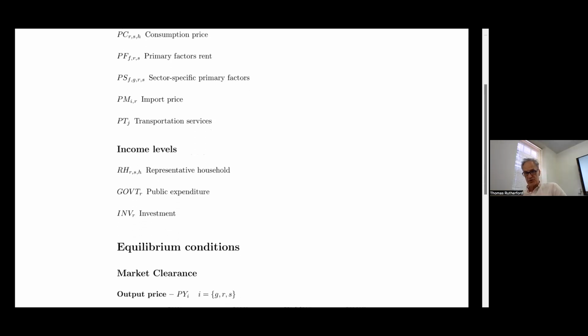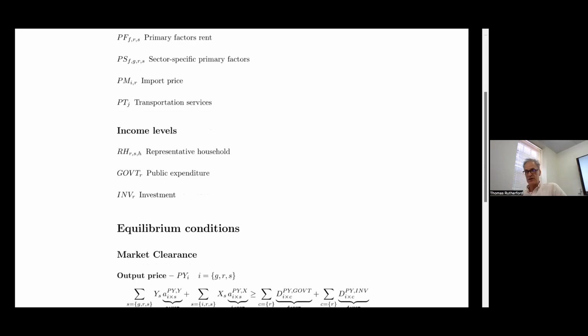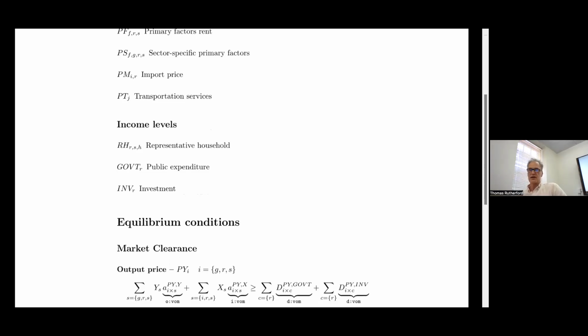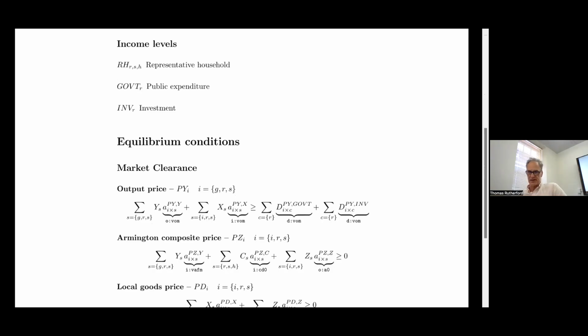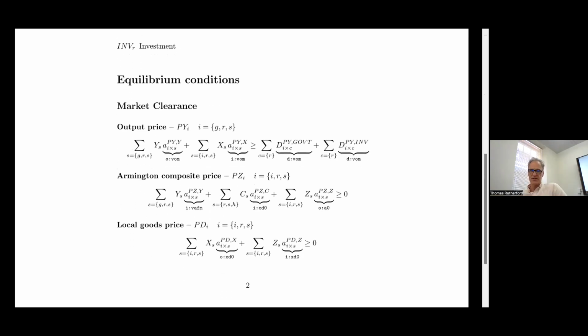So representative household for each country, for each subregion, for each household. We have public expenditure by country and investment by country. And then here's the code. And I kind of like this. It's a little bit cryptic, but it gives you pointers to what's coming from things here.